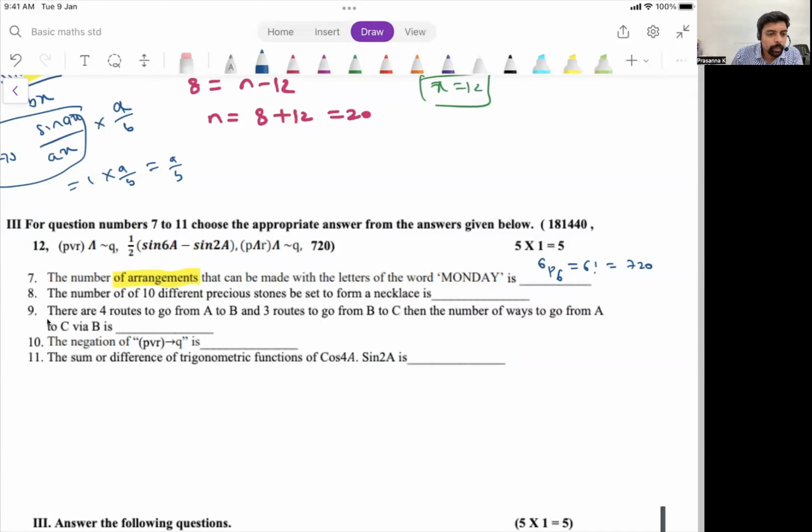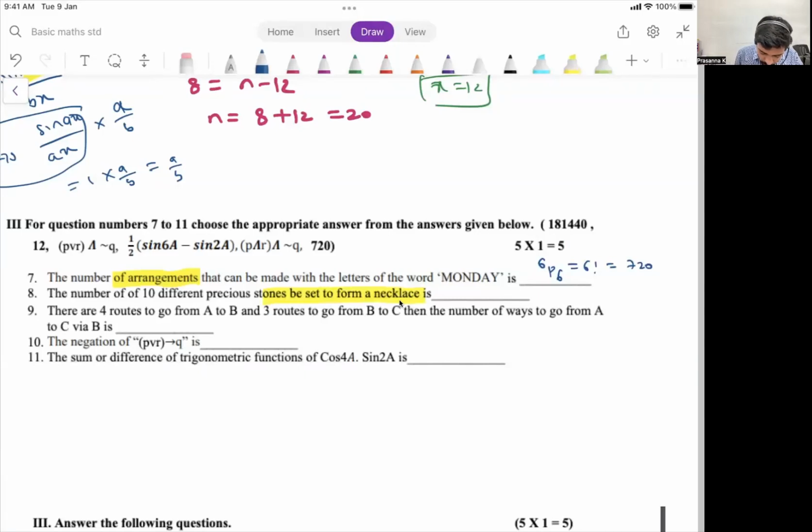Okay. Then question number 8. The number of ways 10 different precious stones can be set to form a necklace is. So necklace, circular permutations. All right. So circular permutations, you just remember like this. I don't want to explain the logic now.